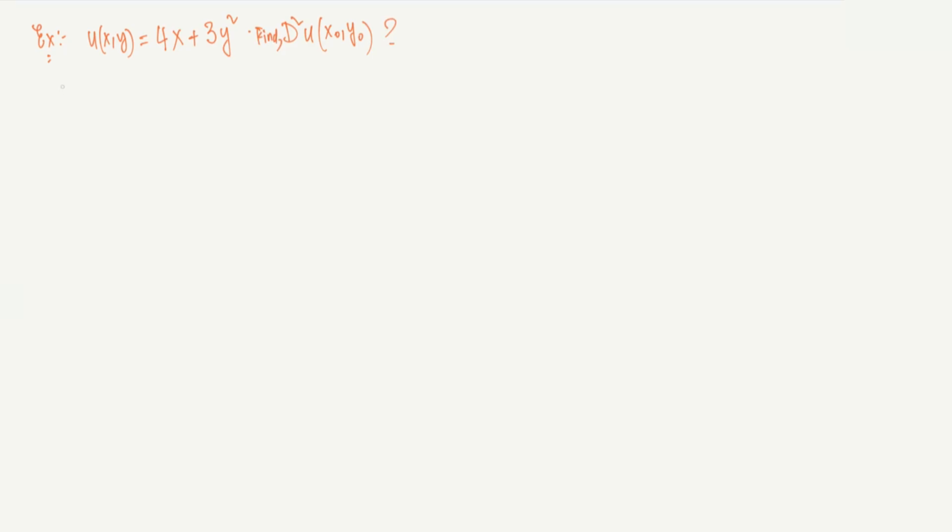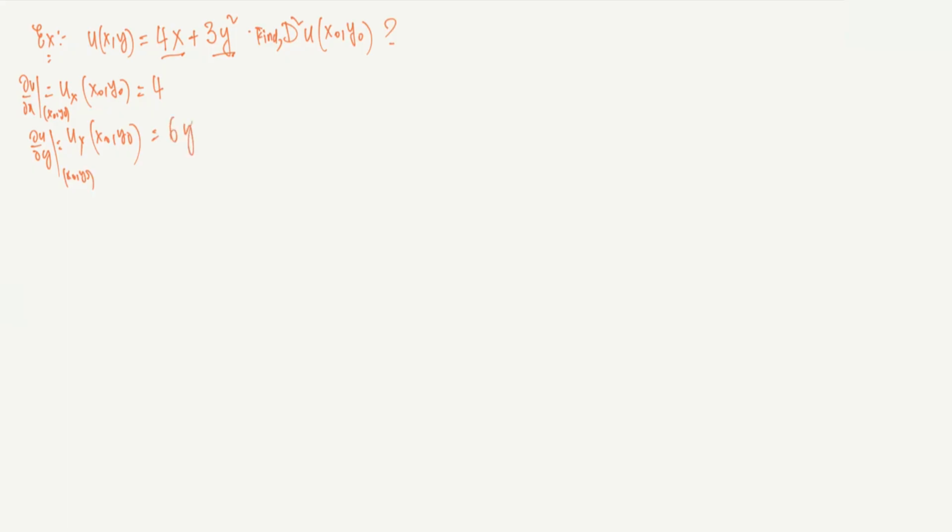First of all, you calculate ux at some point x0 y0. ux is just 4: take the derivative with respect to x, which is 4, and the derivative of the other term with respect to x is going to be 0. Now, what is uy? By the way, ux is del u del x, and this is del u del y, uy, evaluated at the point x0 y0. This is nothing but 6y.